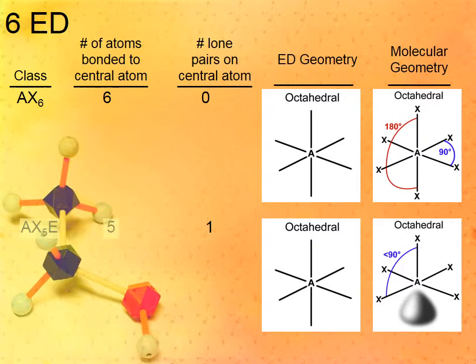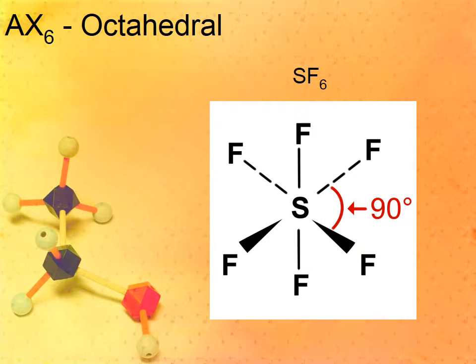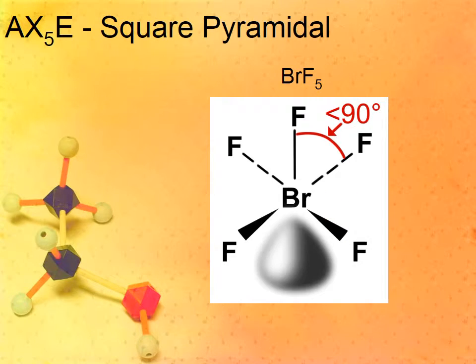Now, the first structure that is possible by replacing one of the atoms with a lone pair is known, as you can see here, as the square pyramidal structure, where all the bonds are at 90 degrees to one another. Here is an example of an octahedral structure, sulfur hexafluoride, where everything is 90-degree angles. And here is an example of a square pyramidal structure, bromine pentafluoride, where we have one lone pair.